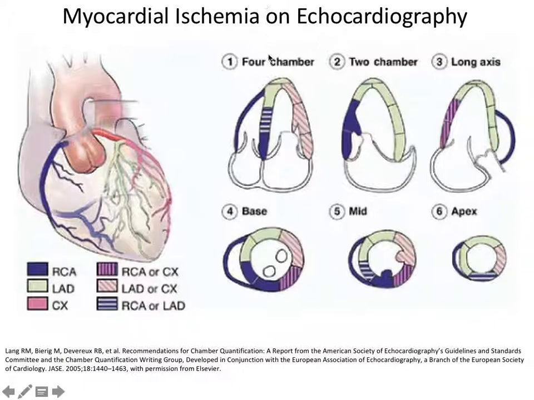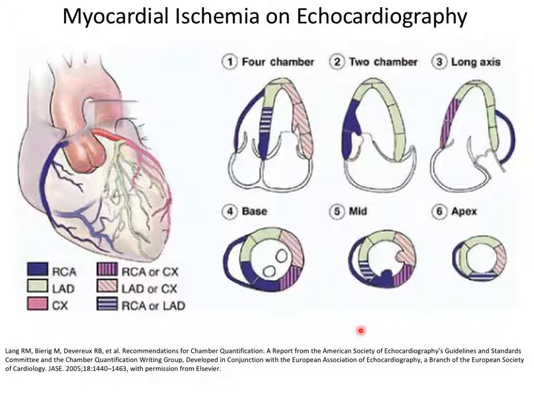This segment here in the two-chamber view is always fed by the right coronary artery. So if you see wall motion abnormality here, right down on the posterior wall, then that's going to be from the right coronary artery. As you go right down to the posterior wall and then out to the lateral wall, you get a mixture. So this could be either the circ or the right, et cetera, et cetera.